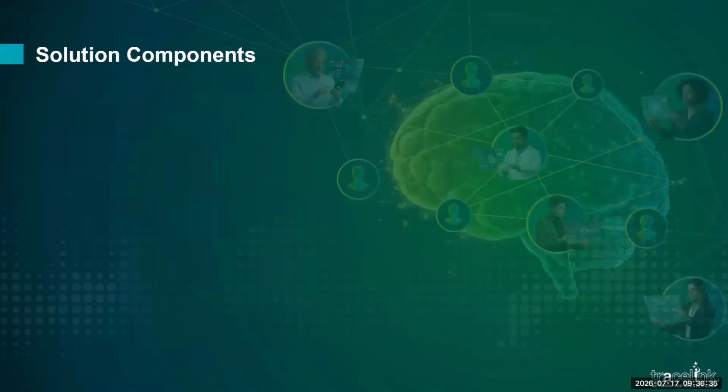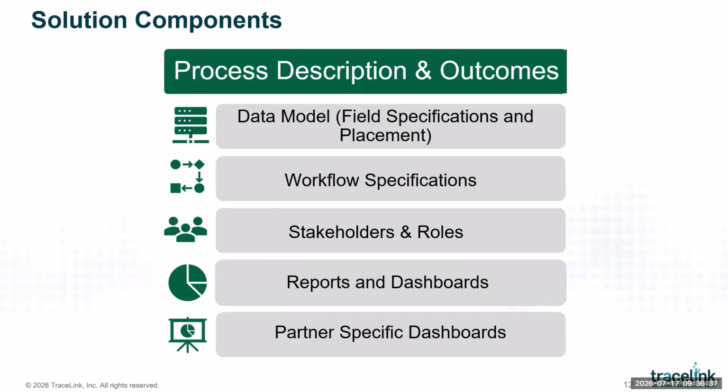Now on to solution components. Once we choose the right business object from the base object model, we build the complete solution using 5 main components. First, we define the data model. We decide which fields the process needs. We define which information users must enter, how we organize it, and where it appears on the page. Clear field setup helps users enter data correctly and supports accurate reporting later.